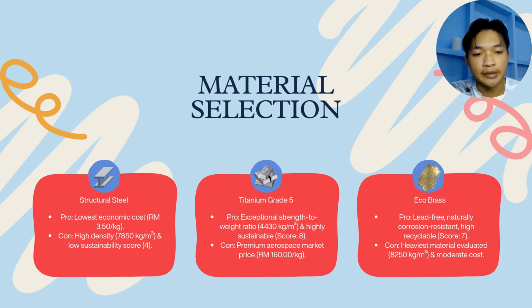The last material is EcoBrass. The pro of this material is lead-free, naturally corrosion resistant, and it has high sustainability score, which is 7. And the con of this material is it is the heaviest material evaluated at 8,250 kilogram per meter cube, and the cost is moderate compared to the other 2 materials earlier.